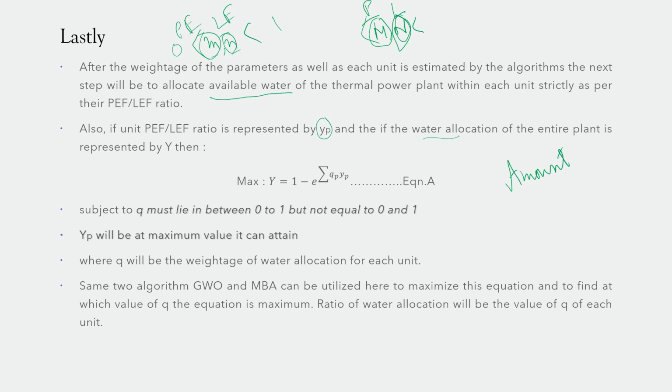Let us begin like this. The total amount of water is big Y, and the amount of water allocated to each unit, for our example it is 7, is small YP, okay? Now, before that, this YP is nothing but the ratio of PF by LEF.